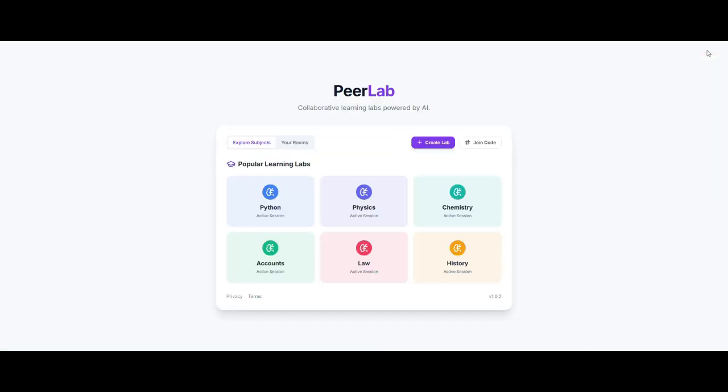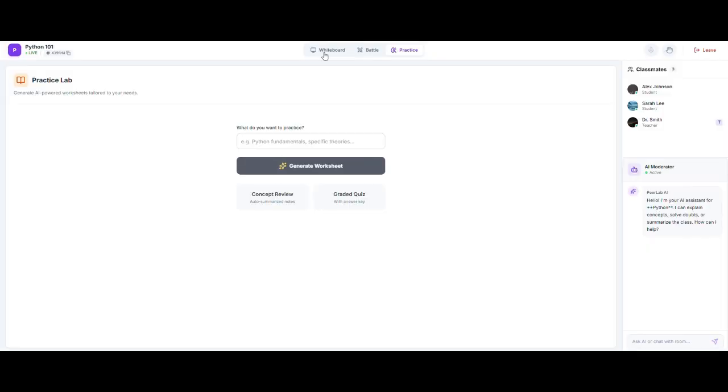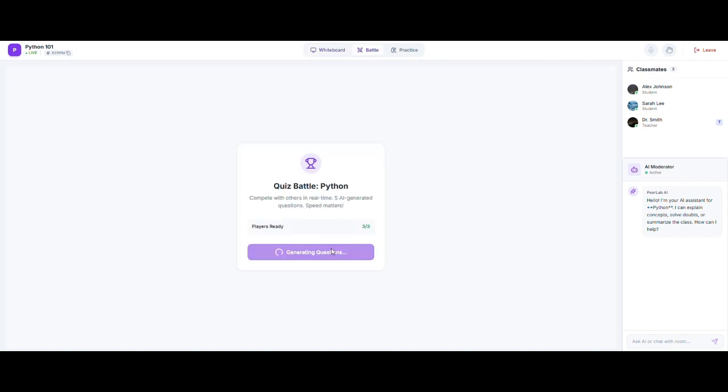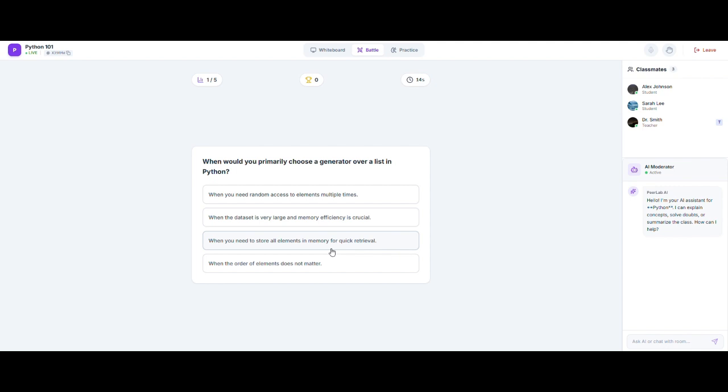So let me discuss some of the core features PeerLab gives. Shared whiteboard. Students can write, draw diagrams, solve problems, code together, all in real time. Quiz battles. There can be one-on-one quiz or group quiz battles with leaderboards. 50% of the quizzes are generated by AI based on how students perform.